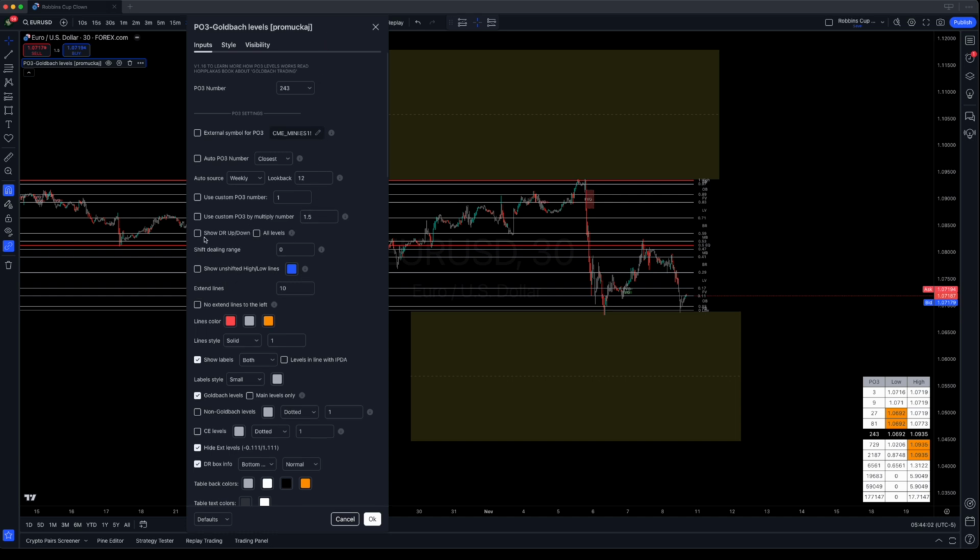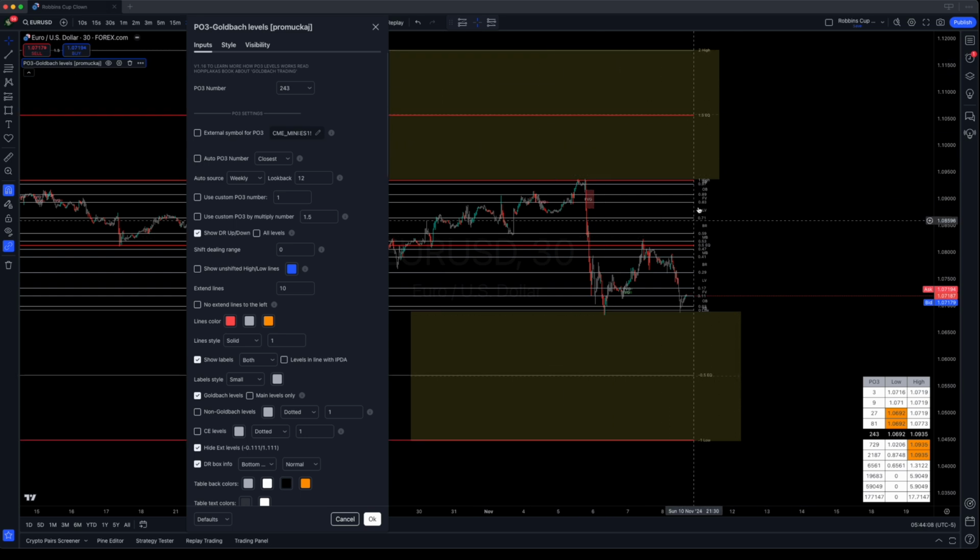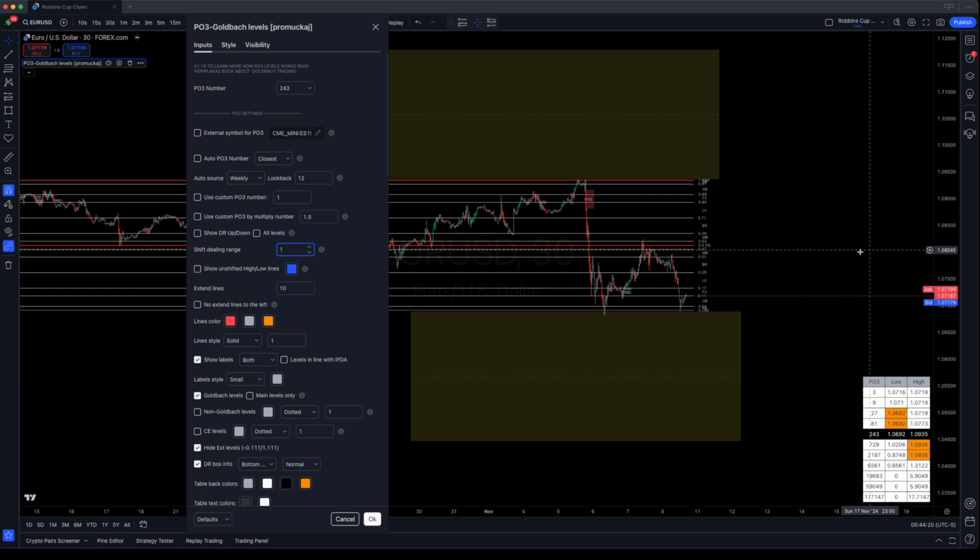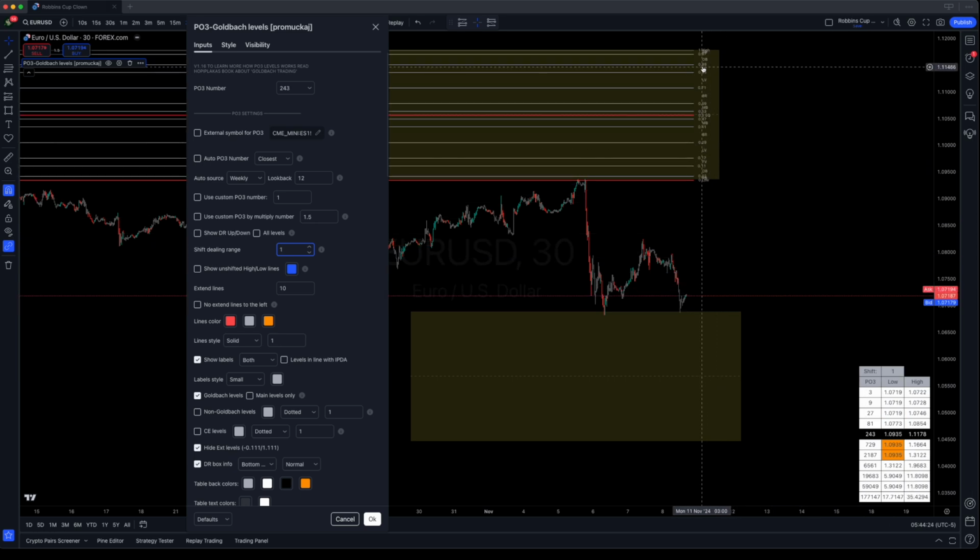So either you can ask the indicator to show you the skeleton of the high and the low. See, this is this dealing range shifted higher. So high, equilibrium, low, high, equilibrium, low. Or you can manually shift it. So if price is anywhere within this zone, this would be the high, and this would be the low. Similarly, if you want to see the lower dealing range, you can shift it down.